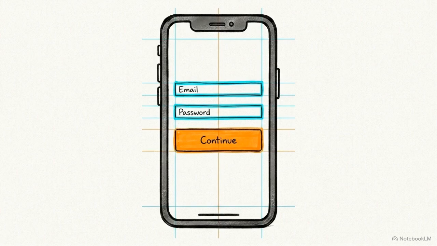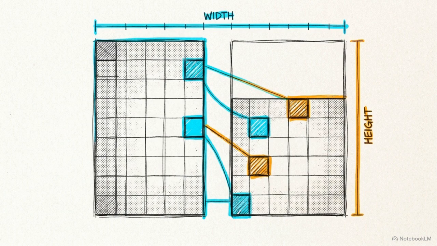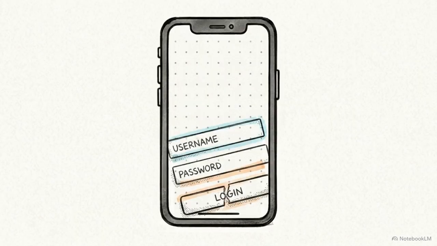Device rotation presents a second structural challenge. Flipping a phone on its side changes the mathematical boundaries of the screen. If a developer forgets to pass these new dimensions to the scroll container, the UI elements will often clip off the edge of the display or appear off-center.